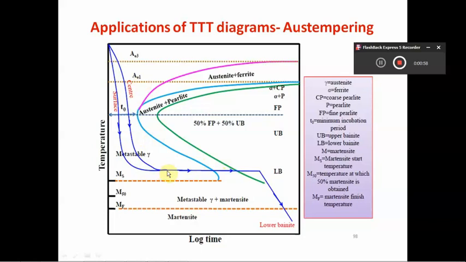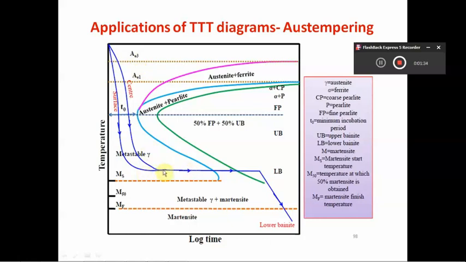Austempering consists of heating steel to above the austenitizing temperature. So in the case of hypereutectoid steels, the austenitizing temperature is above A C 1, and in hypoeutectoid steels, it is above A C 3. It is then quenched in a bath maintained at a constant temperature above the martensite start temperature and within the bainitic region, that is in the temperature range of 200 to 400 degrees Celsius. So that zone is shown here.